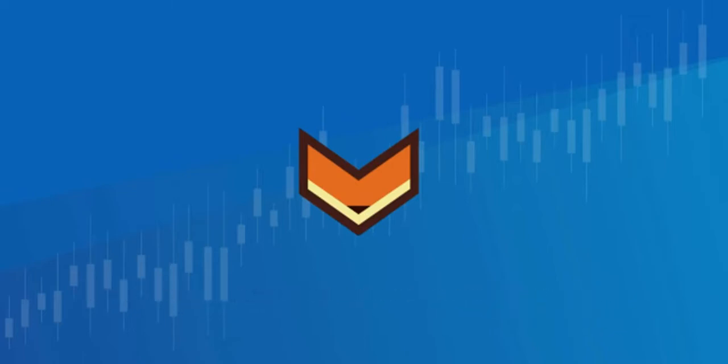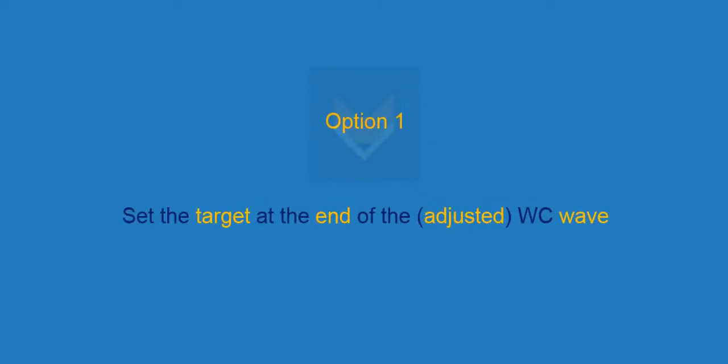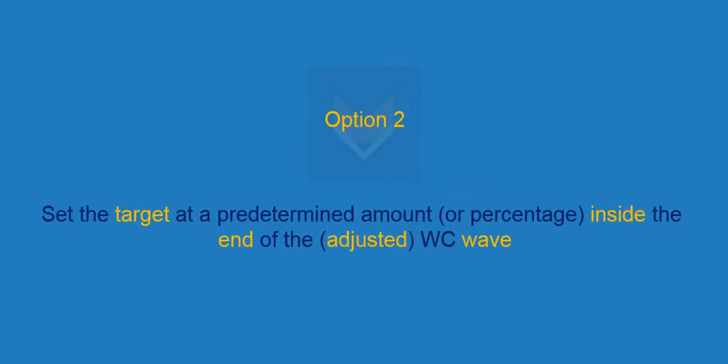Okay, so in this video we'll be looking at 5 different targeting options, all of which have positives and negatives and varying levels of consistency and compatibility with you, the trader. Option 1 is to set the target at the end of the adjusted wave of the wealth crossover indicator. Option 2 is to set the target at a predetermined amount or a percentage inside the end of the adjusted wave of the wealth crossover indicator.